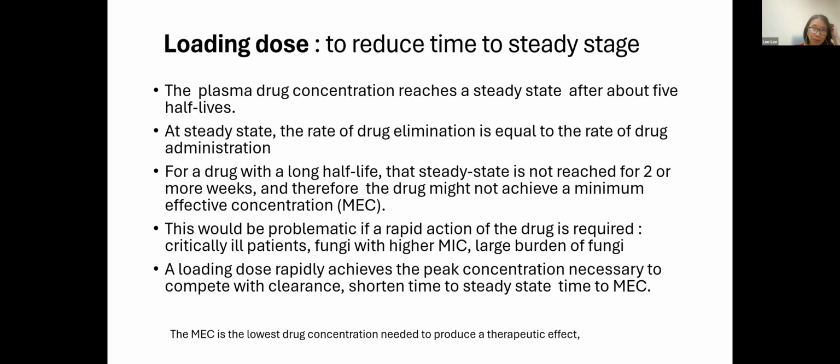So this will be a problem if, let's say, you are treating a patient who is severely ill, or has a very large fungal burden, or a disease that is deeply seated, whereby surgical procedures or evacuations cannot be done immediately, or a fungus with a higher MIC. Therefore, we need to ensure that the drug concentration reaches the steady state or a high Cmax as early as possible. A loading dose will rapidly achieve the peak concentrations necessary to compete with the clearance and therefore shorten the time to the steady state and to the MEC.